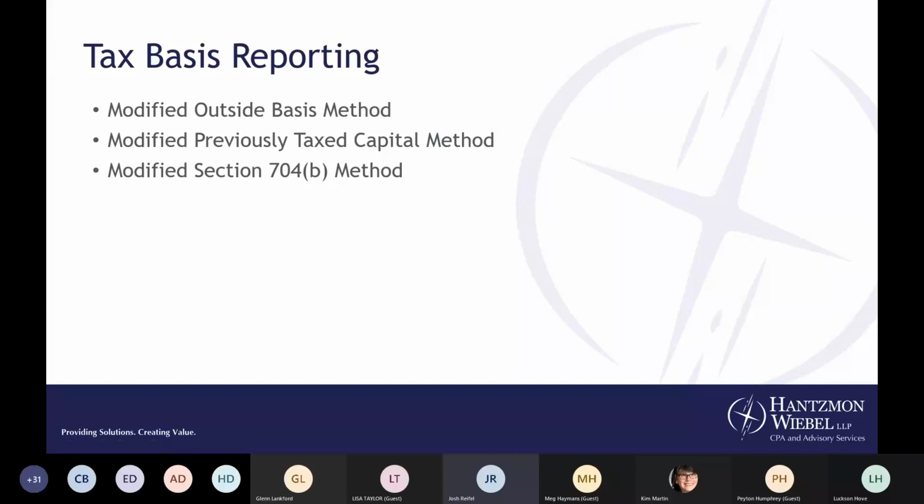Right. We already talked about these in the last slide. It was just, again, these are the 3 methods that you can use to convert your beginning tax capital or your beginning capital basis to tax capital basis for those that have not done so in the past.